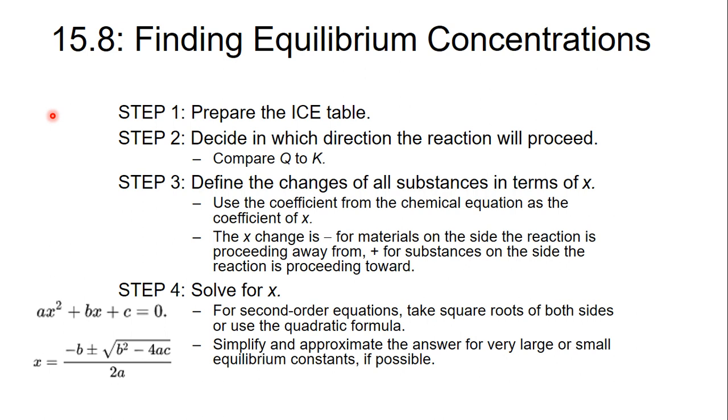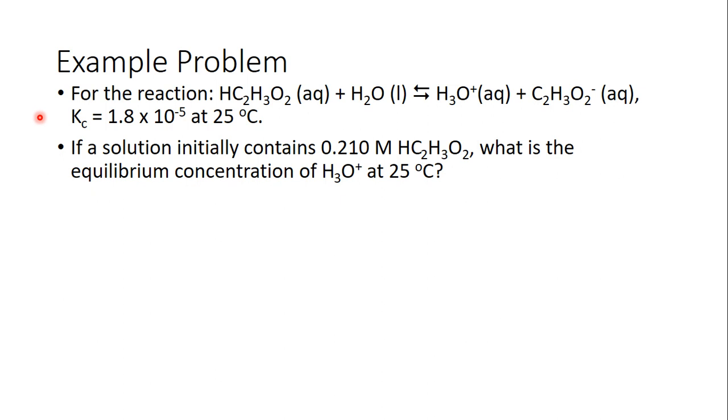Step 4 is solve for X. And there's two different ways we're going to look at solving for X. The first would be a second order quadratic formula. And the second way is through the approximation method. And we're going to look at examples for both of these. So the easiest way to learn this is actually look at examples. So let's go through this example together.